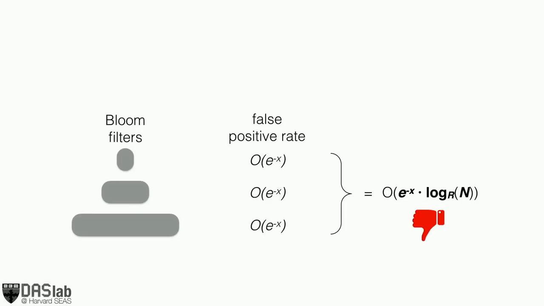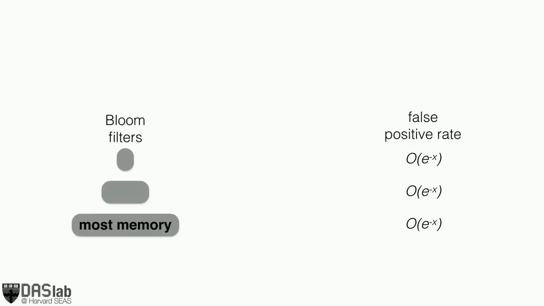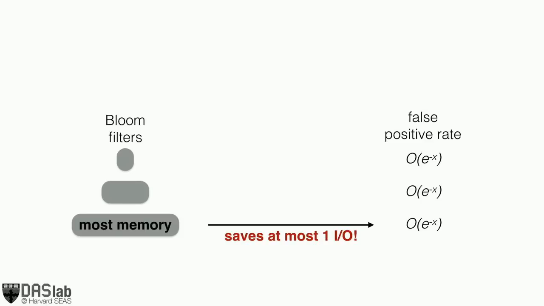It turns out that that's not the best bound that we can get for point reads. The key intuition is that most of the main memory in these designs is at the largest bloom filter, because the largest level is exponentially larger than the rest of the levels, and the number of bits per entry is the same across all of them. Yet most of the main memory in our system is helping us save at most one I/O. The reason to be suspicious is that most of the main memory is helping us save only a small fraction of the cost of point reads.